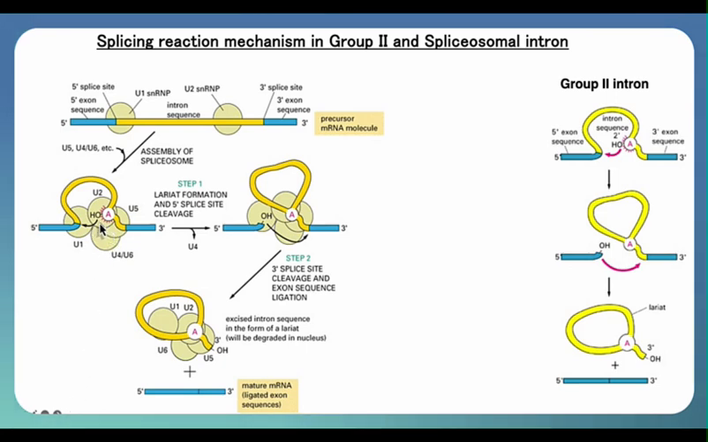The 2'OH oxygen of an adenosine attacks the exon-intron boundary in a nucleophilic reaction. This results in the cleavage of the exon-intron boundary and the formation of a lariat structure. After the lariat forms, the 3'OH oxygen at the end of the upstream exon attacks the downstream exon-intron boundary, simultaneously excising the intron and joining the upstream and downstream exons. This is the splicing reaction by the spliceosome.